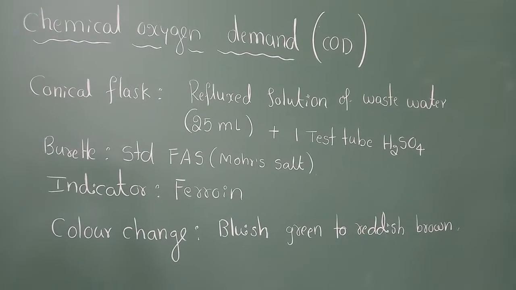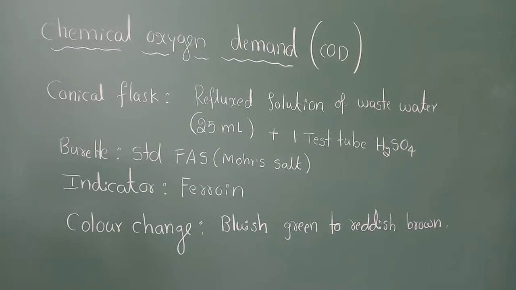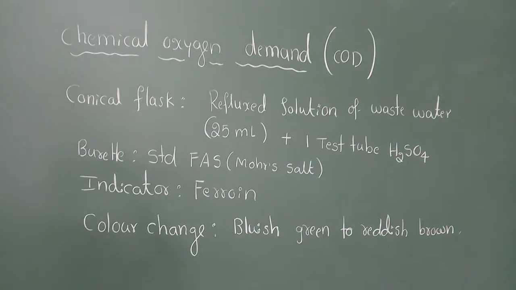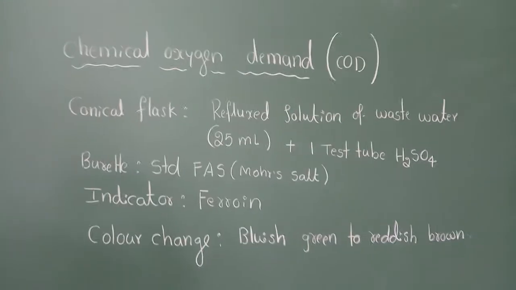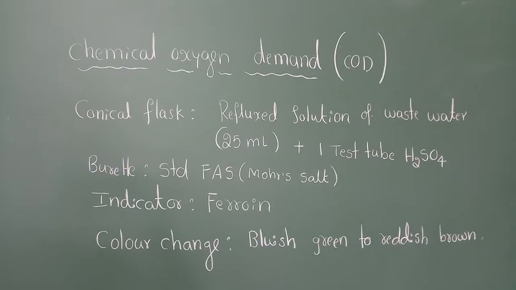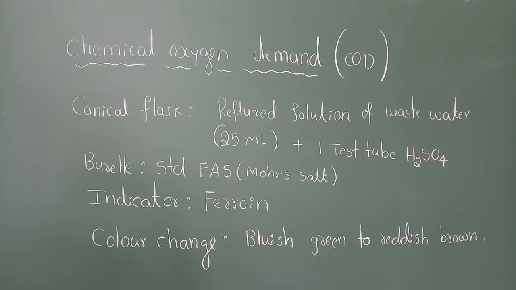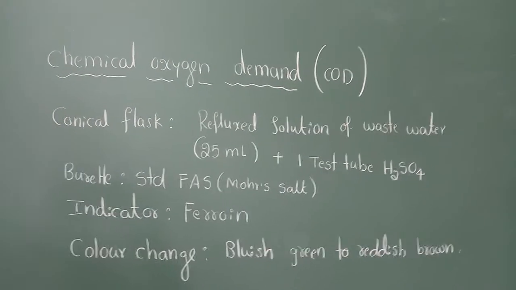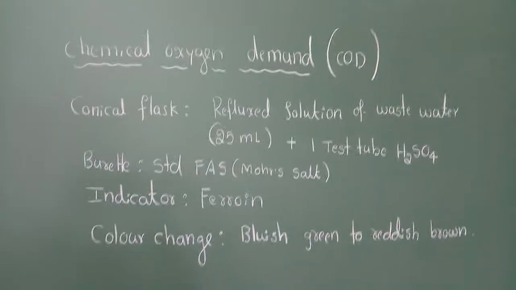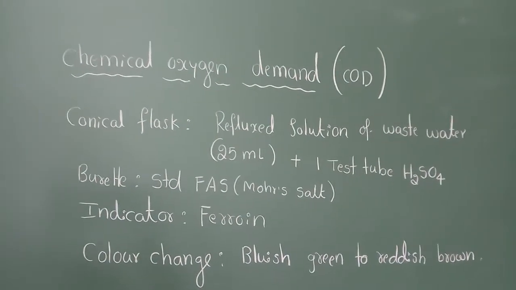Now the industrial wastewater is initially treated with silver sulphate and mercuric sulphate, and it is refluxed for 2 hours. Then it is treated with the potassium dichromate solution. So, potassium dichromate is the oxidizing agent. It oxidizes all the oxidizable impurities present in that water.